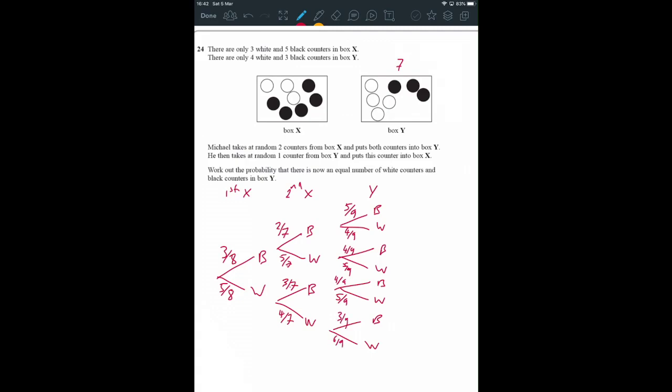Now remember what we said, we want to have 4 white and 4 black in box Y at the end. So which of these branches are actually relevant? Well, the top branches, because there we had 5 black, 4 white, and I need to take a black out. So that one's going to be useful. The second one isn't, because if I take a white out, that'll leave 5 black, 3 white, not equal. Similarly with the next one down, that one's not useful, because if I take a black out, I've got 3 black, 5 white. However, that one is, and so is that one.